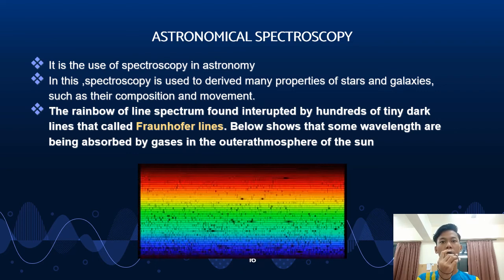Hundreds of small black lines, termed Fraunhofer lines, were observed interspersed among the rainbow of the line spectrum. The graph below shows how gases in the sun's outer atmosphere absorb particular wavelengths.